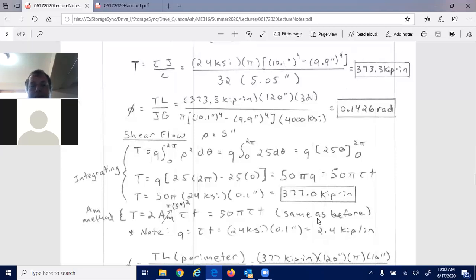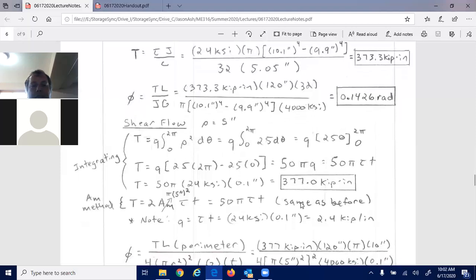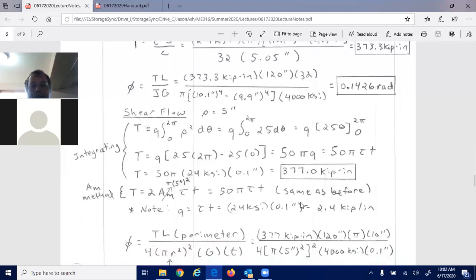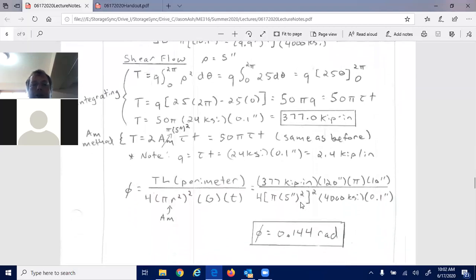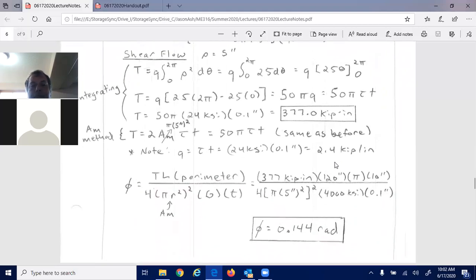But that's the same as before, and you get 377 kip inch with the shear flow method. Either way you go there. Note that the shear flow is equal to the shear stress times the thickness. So the shear flow in this case is 2.4 kip per inch.